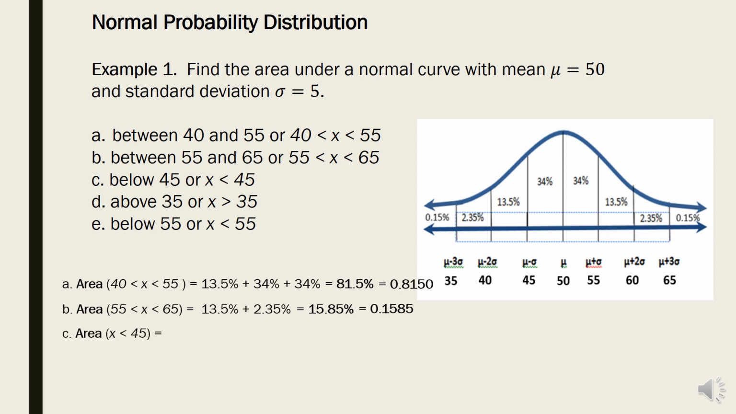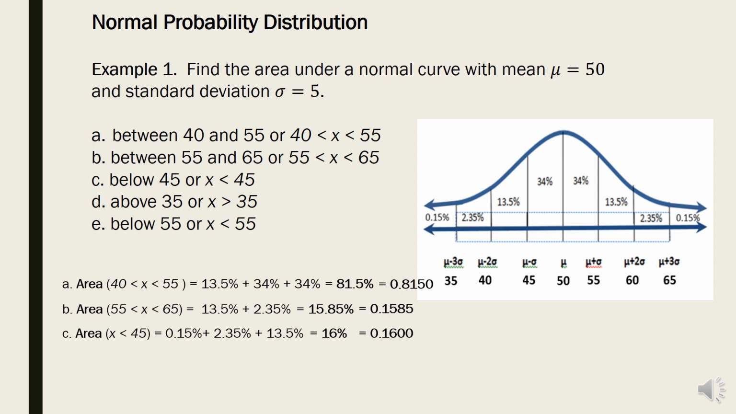Next, the area below 45. So we're going to check all the areas below 45. In this given illustration, we have the following regions or areas. So we have 0.15% plus 2.35% plus 13.5%. If we're going to add this, we have 16% or 0.1600.